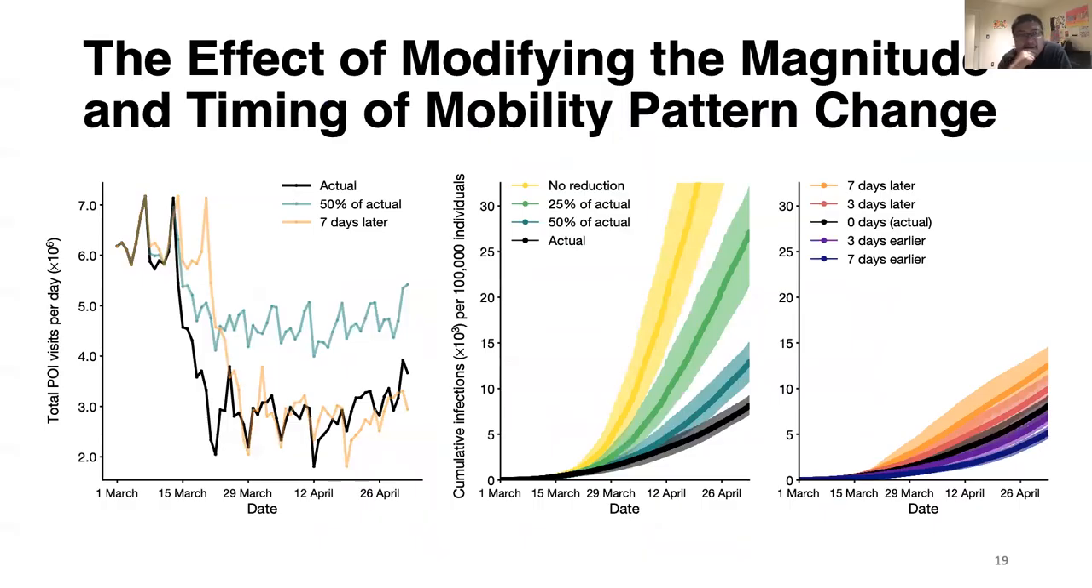Taking Chicago as an example, the authors examined the effect of modifying the magnitude and timing of mobility pattern change. We can see the counterfactual simulations of past reductions in mobility illustrate that the magnitude of the reduction, shown in the middle, was at least as important as its timing, which is shown on the right. So both magnitude and timing are important.